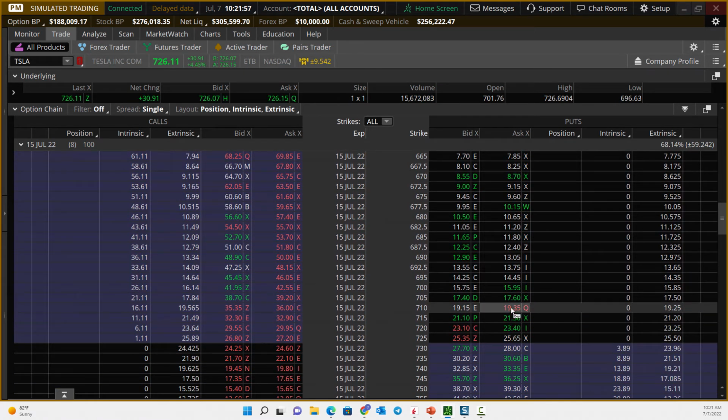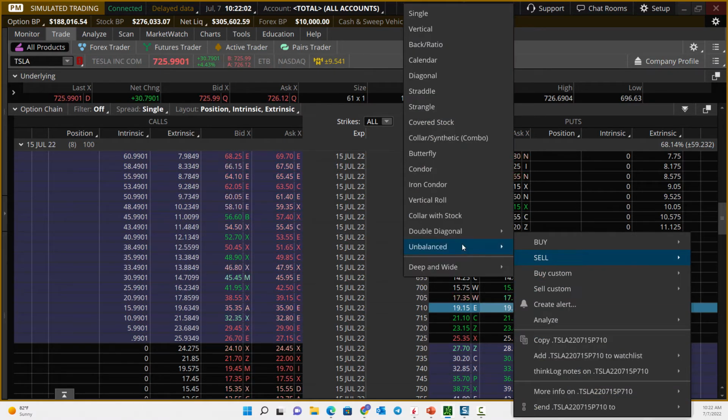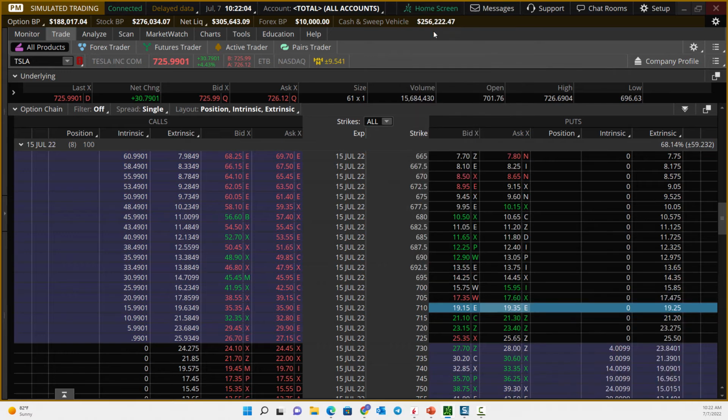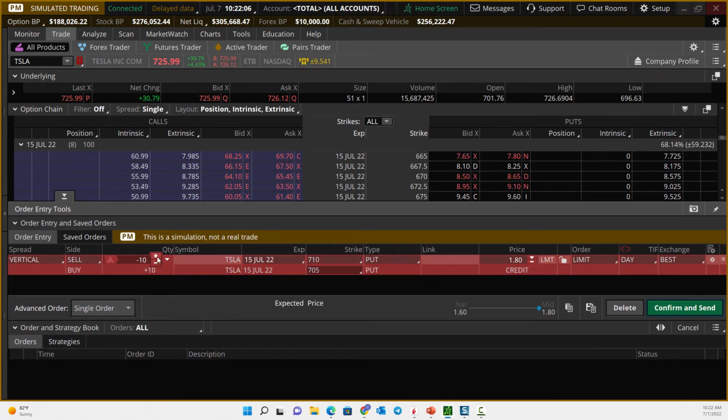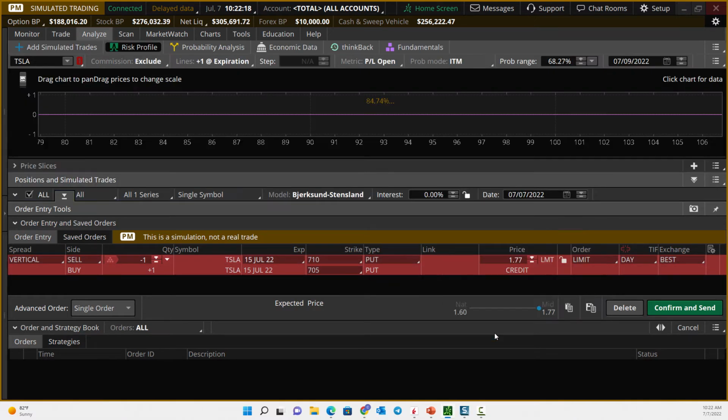But let's say we were going to build a bull put spread, okay? Now, when you do a credit spread, you would traditionally think, okay, I'm going to collect money. I'm going to collect a credit. I'm profiting from time decay. And that's how this would be built initially. So if we look at it, we're going to sell the 710 put and buy the 705 for protection.